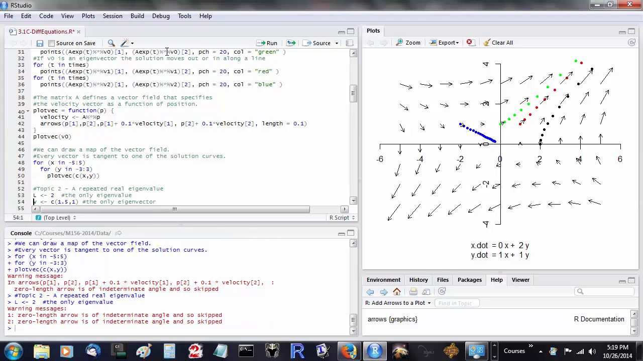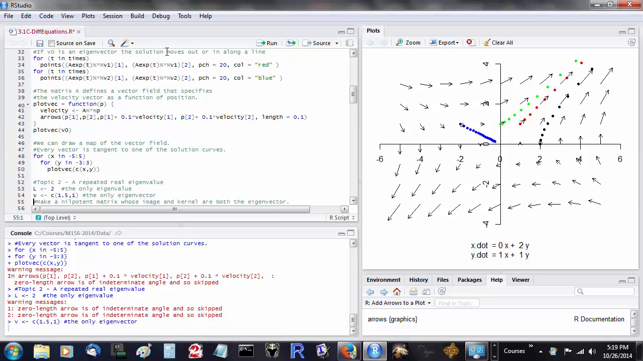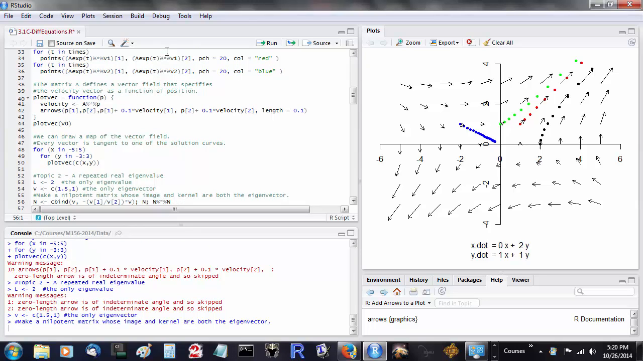Okay, now let's try a different case where we have a repeated real eigenvalue, so there's only one eigenvector. The eigenvalue will be 2. The eigenvector will be x equals 1.5, y equals 1.